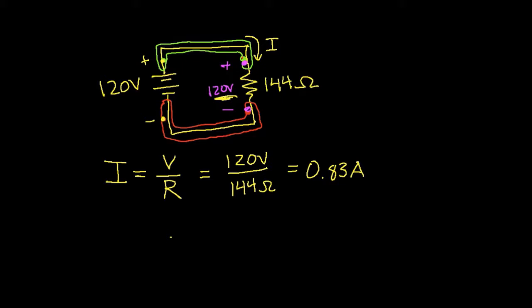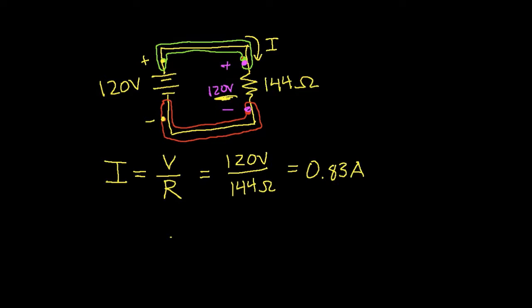And the voltage source will do whatever it has to do to make sure that the voltage across the resistor is 120 volts. In this case, what the voltage source has to do to make that happen is supply a current of 0.83 amps. Okay, so that's pretty much computations of voltage and current.